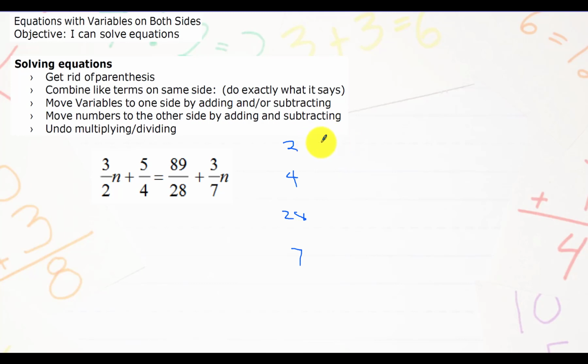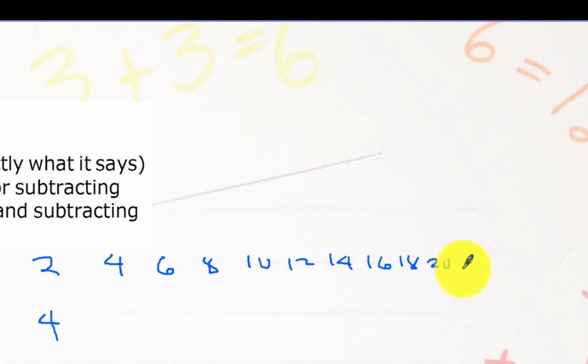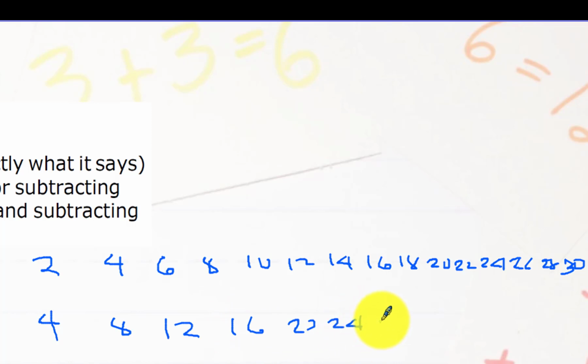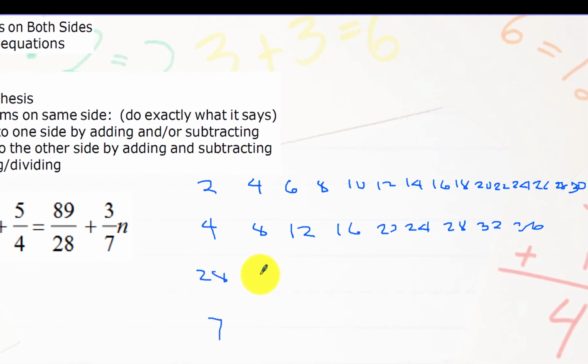So write the multiples of 2. It's 2, followed by 4, 6, 8, 10, 12, 14, 16, 18, 20, 22, 24, 26, 28, 30, and so on and so forth. 4 will get 8, 12, 16, 20, 24, 28, 32, 36, and so on and so forth. 28 will get 28, 56, and so on and so forth. 7, 14, 21, 28, we'll have 35, and so on and so forth.